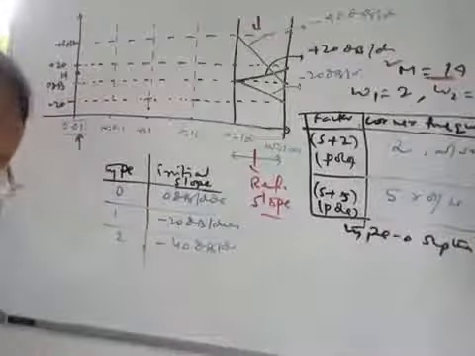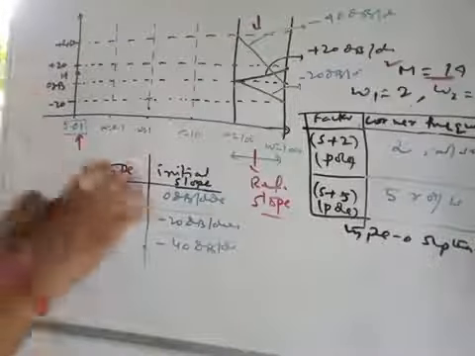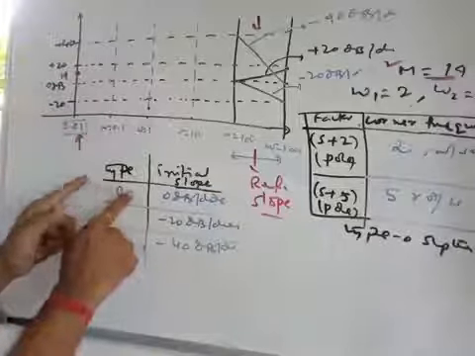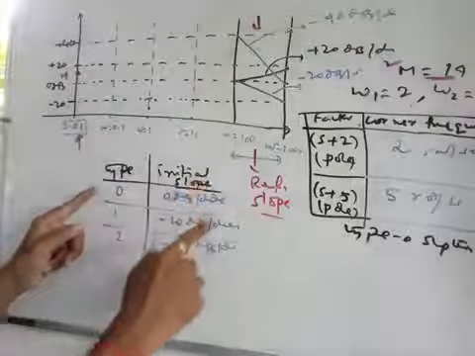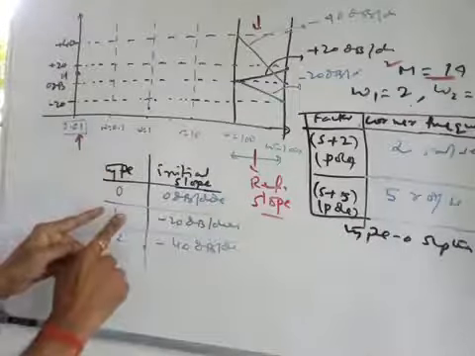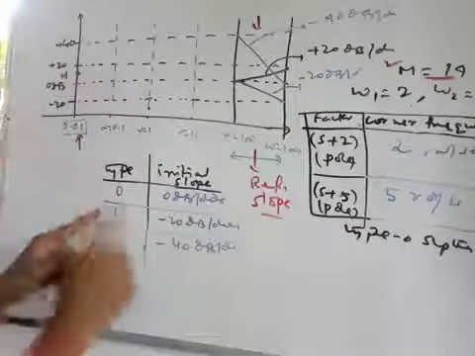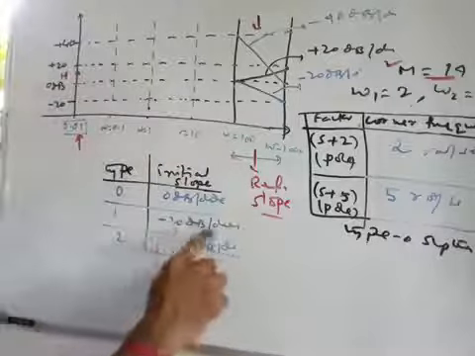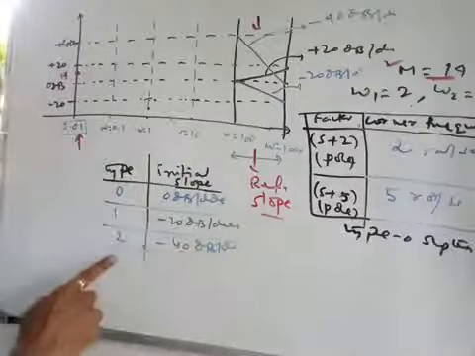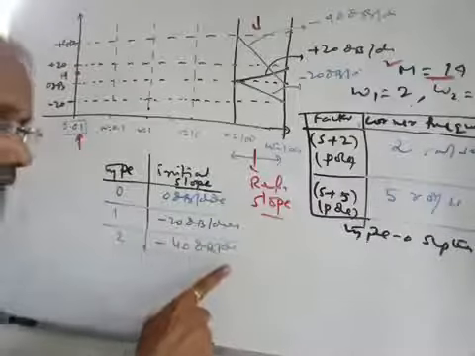So we have considered one table. From this table it will be a bit clear that if the system is type 0, the initial slope will be 0 dB per decade. If the system is type 1, the initial slope was minus 20 dB per decade. If the system is type 2, minus 40 dB per decade. If this is type 3, minus 60 dB per decade, and so on.